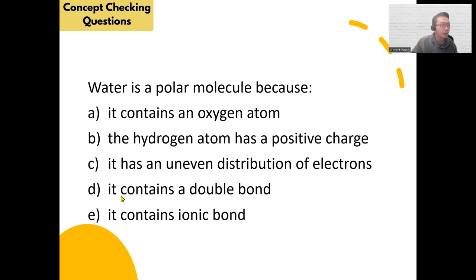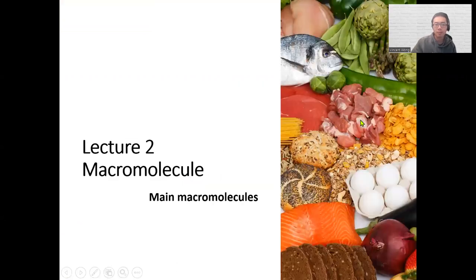In any case, the correct answer is C: it has an uneven distribution of electrons. That's the core reason behind it. The electron is being pulled towards the oxygen more, and that's what causes it to become polar. All these other things are true about the water molecule, but they're not the reason why it is polar. The reason is the uneven distribution of electrons. Moving on.